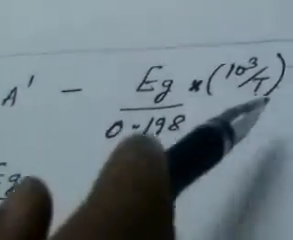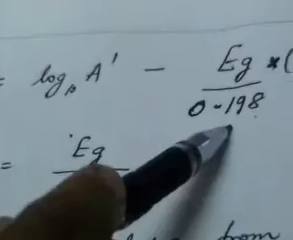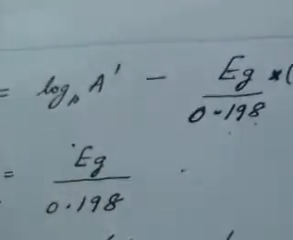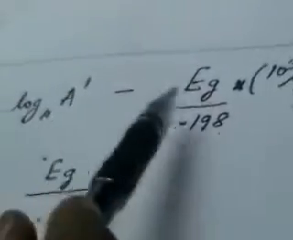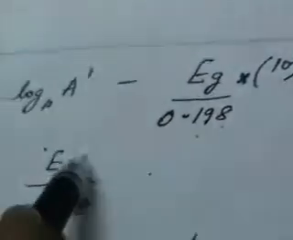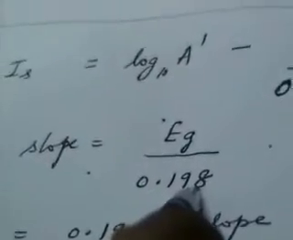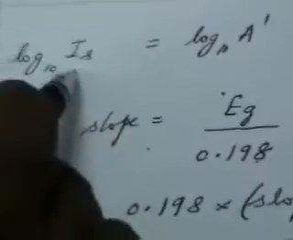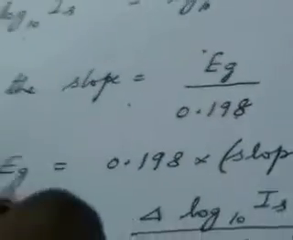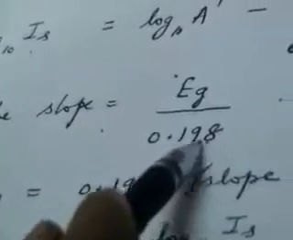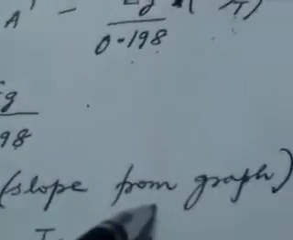Now when you look into this equation, right away we know the slope is going to be equal to Eg by 0.198, because it's an equation connecting Is and 1 by T. So y equal to mx plus c, it is of that form, and in this case the slope m is Eg by 0.198. A graph can be drawn between log of the saturation current Is and 10 cubed by T, and it will be a straight line with a negative slope. So from that we get Eg is equal to 0.198 into slope from the graph.